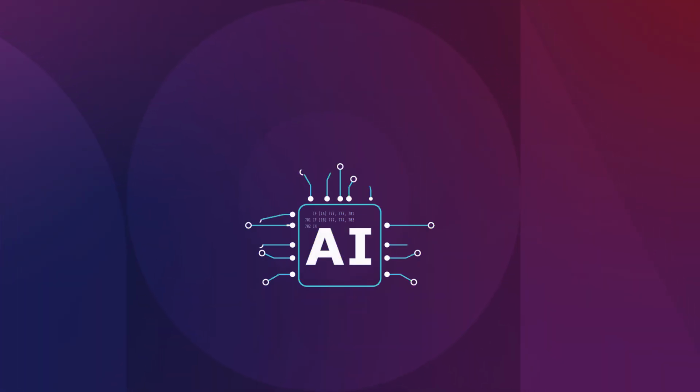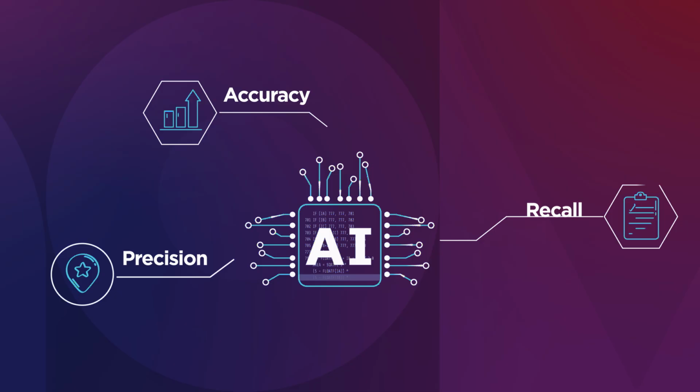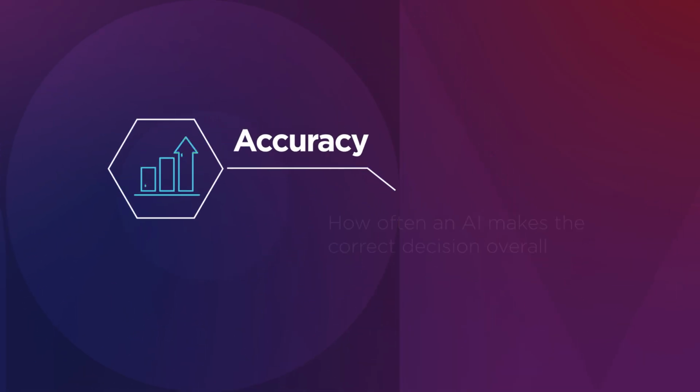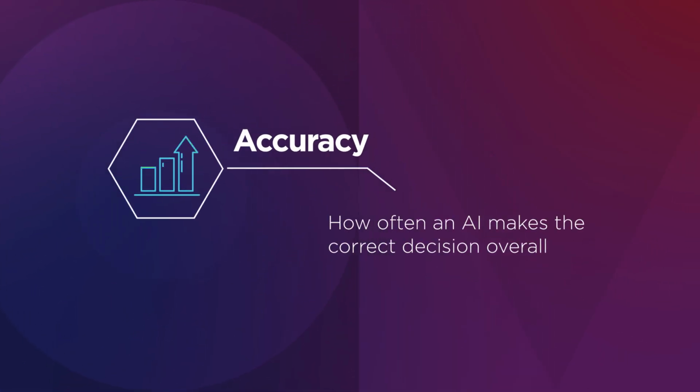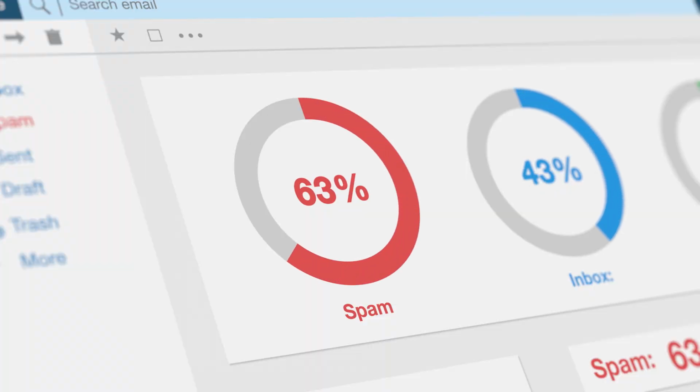AI performance is measured in three ways: accuracy, precision, and recall. Accuracy measures how often an AI makes the correct decision overall. For example, in a spam filter, it looks at how many emails were correctly labeled as either spam or not spam out of all emails.